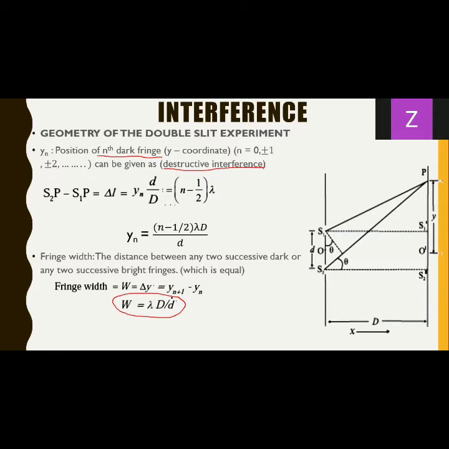Keeping in mind, the most important formula we have is fringe width, and the most important concept we need to remember is that the bandwidth or fringe width is equal for bright and dark fringes. Meaning if the fringe width of a dark band is, let's say, 1 centimeter, then the bright will also be 1 centimeter. So they are equidistant and their widths are equal.